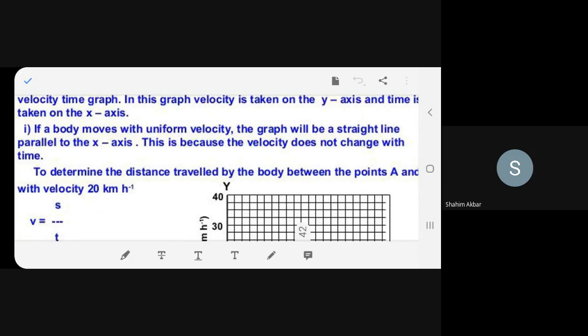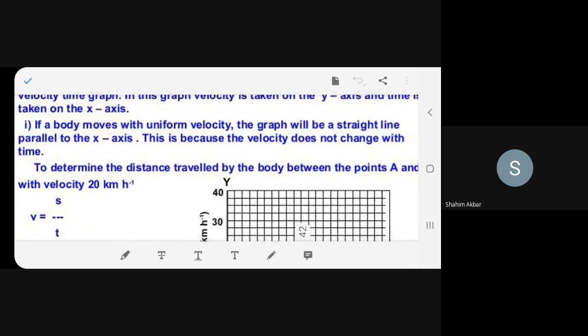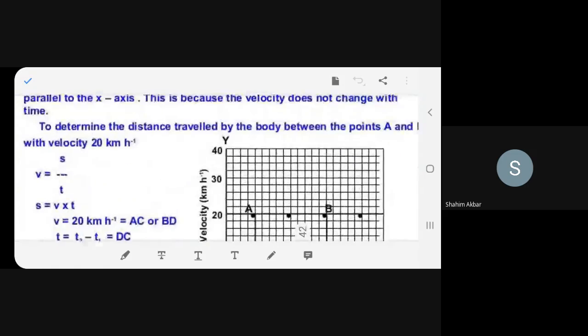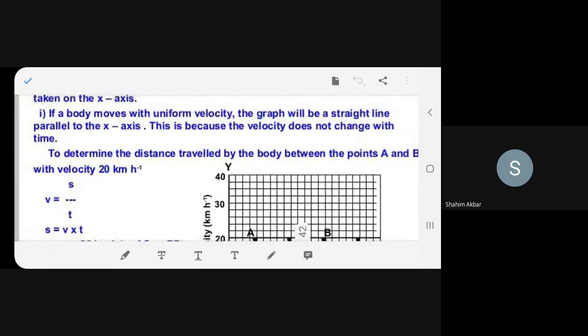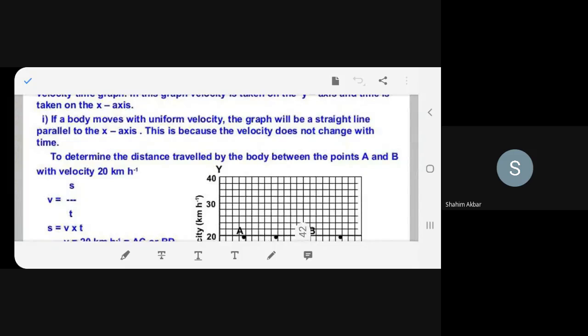If a body moves with uniform velocity, the graph will be a straight line parallel to the x-axis. This is because the velocity does not change with time. To determine the distance traveled by the body between the points A and B with the velocity 20 kilometers per hour, say 20 kilometer per hour, or 20 kilometer hour inverse.